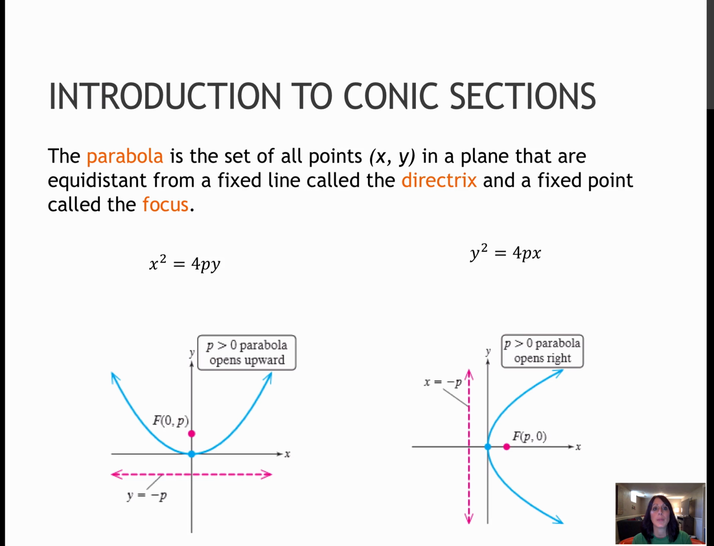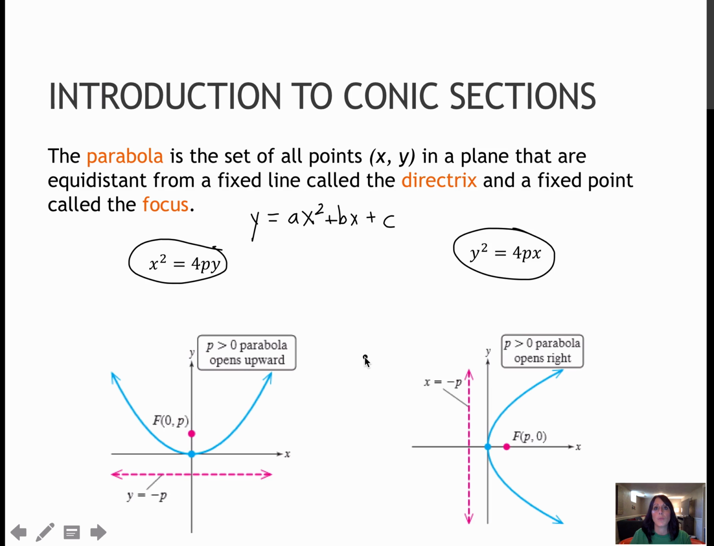We have talked about a parabola in the past. However, we used a different form. So we used ax squared plus bx plus c. In this lesson, or in this week, we're going to talk about this standard form that's going to help us to be able to graph it a little bit easier than perhaps the way we graphed it before. So again, this is the set of all points x, y that are equidistant from a fixed line called the directrix, which would be this one right here, or this one right here, and a fixed point called the focus. So it's equidistant from those two things.